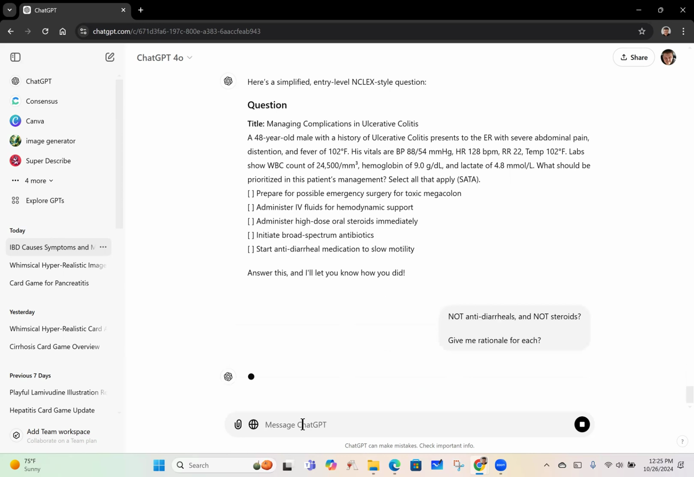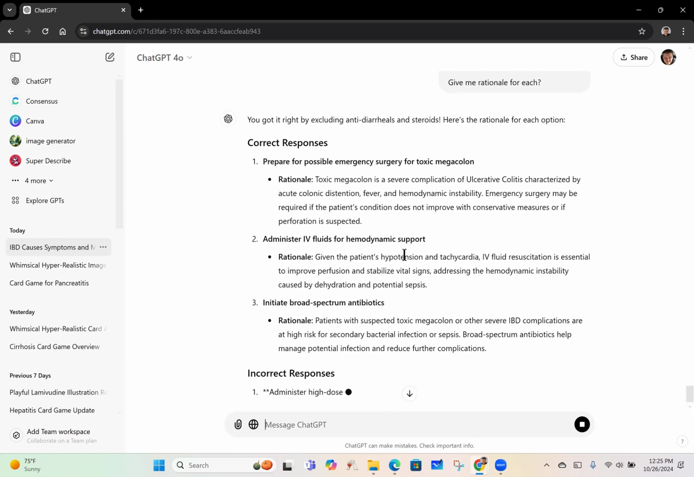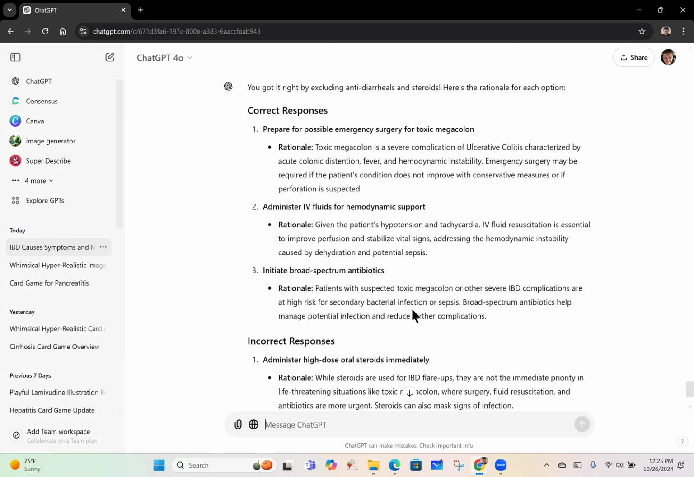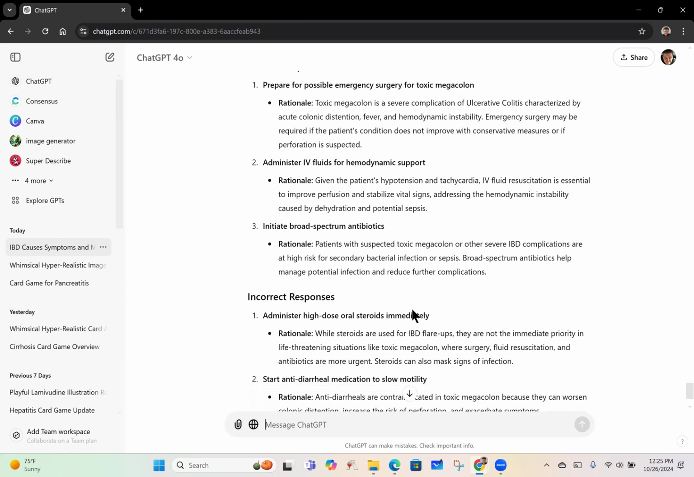I've stopped asking for please. Stop saying please after a while. We'll find out. Okay. High dose steroids, great. So we did get it right. So it gives you the rationale there too, right?